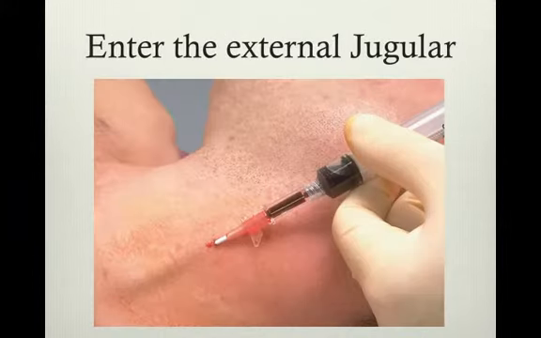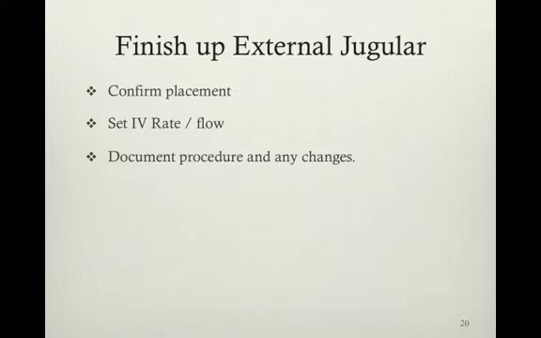Finishing up the external jugular: confirm placement, set the IV flow rate. Start off kind of slow, you're running it into their neck. Document the procedure and any changes as necessary.